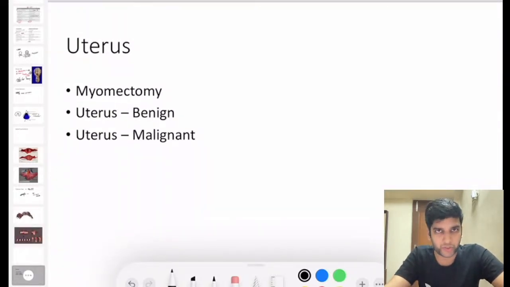Look at the uterus. How do we gross uterine lesions? We have multiple uterine lesions. Like it's seen here, I can have a myomectomy specimen. Benign uterus is, for example, an endometrial polyp. I'm not going to repeat that. And malignant uterus is for carcinomas, right?